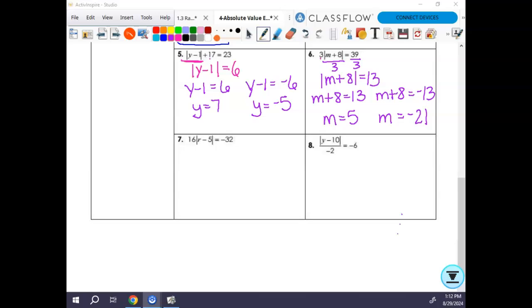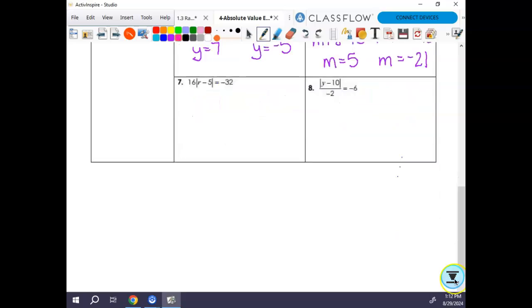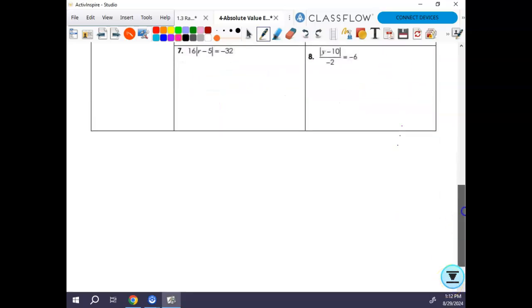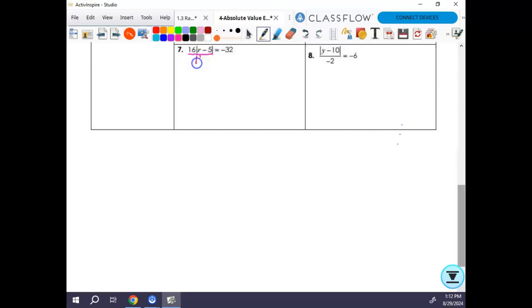All right, so number 7. Can I go ahead and drop the absolute value signs right now? No, because that is not isolated. So I'm going to isolate this by dividing both sides by 16. Okay, those are going to cancel out. Absolute value of r minus 5 is equal to negative 2. Now, do I need to go any farther? No, because is there anything I could possibly put in there that would result in me getting a negative 2? No. So if you have an absolute value set equal to a negative number, you can stop there and it is no solution.